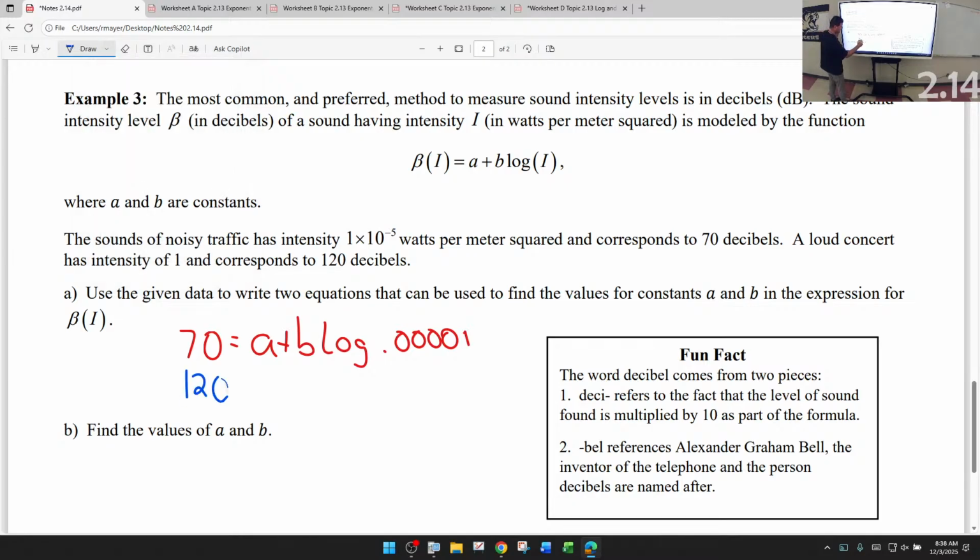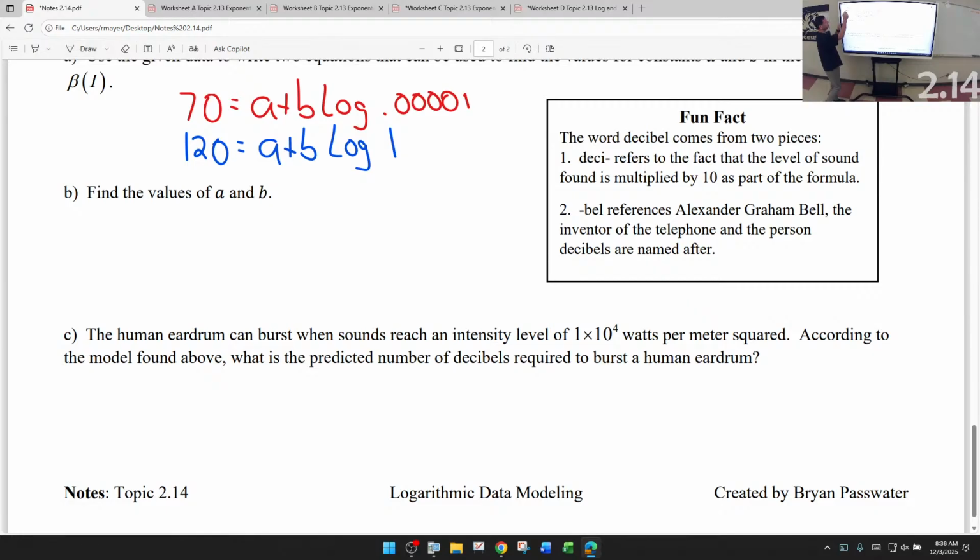120 equals A plus B log of 1. That's nice. Because what's the log of 1? 0. Oh, that's nice. Find the values of A and B. Well, I find A really easy because A is 120. Log of 1 is 0. 0 times B is 0. A is equal to 120.